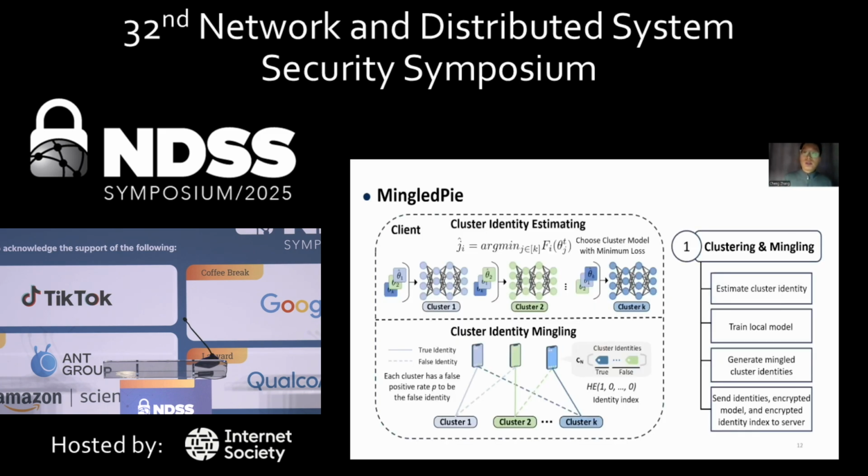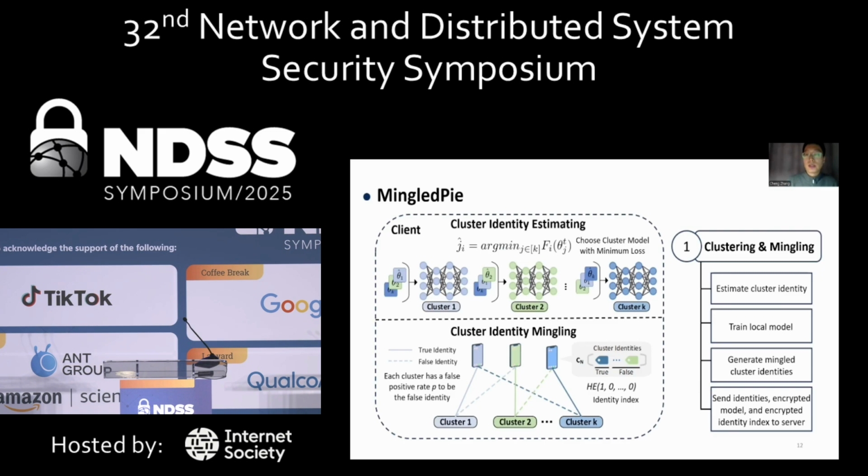To solve this, in this work, we propose MingledPie, a privacy-enhanced cluster federated learning. Our key idea is like k-anonymity, where clients are mingled into multiple clusters instead of just one cluster. We also propose a cluster model rebuilding algorithm to exclude the mingling error. In addition, we protect the model parameters with homomorphic encryption.